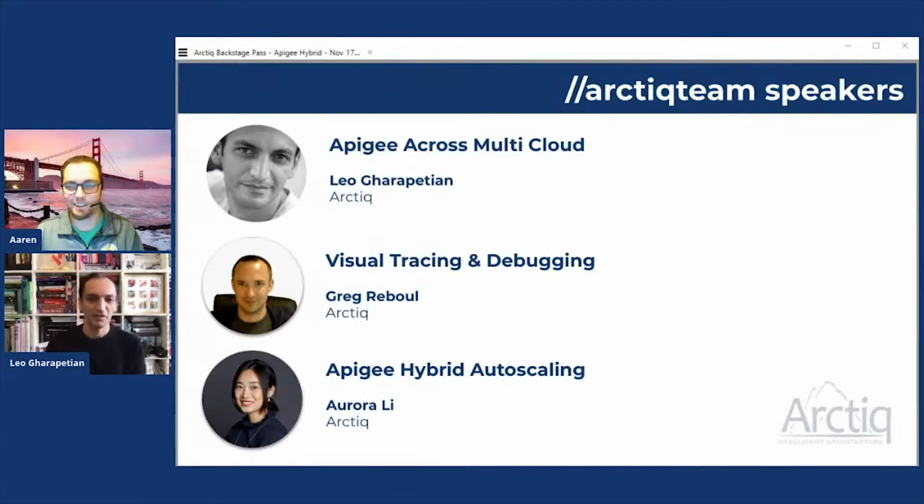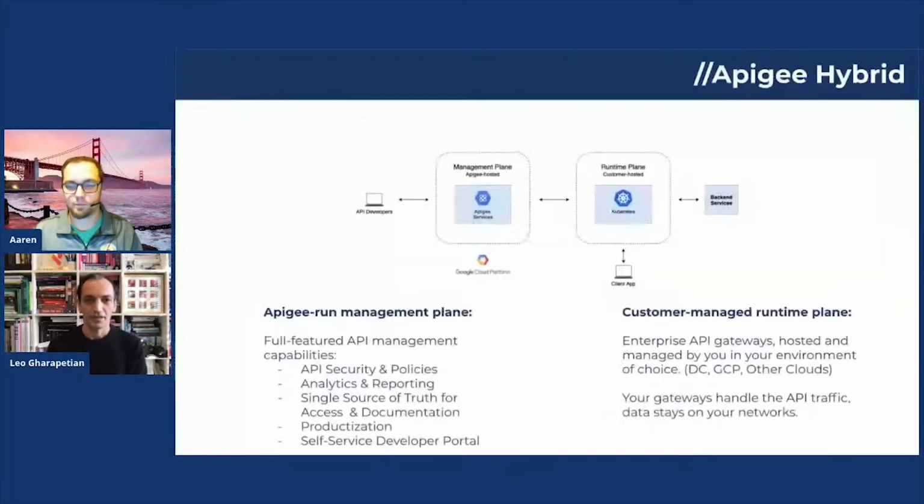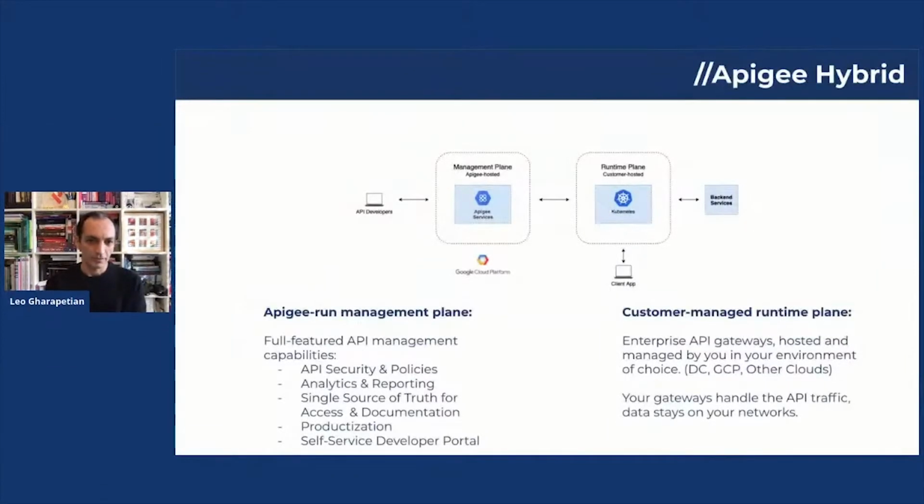I'm Leo. I work at Arctiq as a consultant, and I focus on microservice architectures and cloud architectures for our customers. And today I'll be speaking about the overall architecture of Apigee. As Aaron mentioned, there is a management plane and a runtime plane. But let's take a step back before we get there and talk about what necessarily caused this product to exist. What's the need for this product?